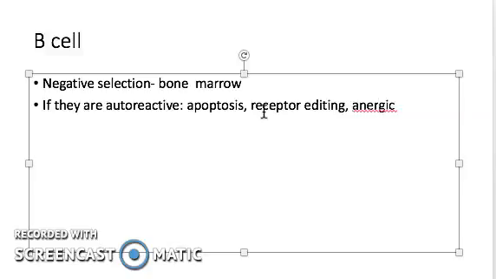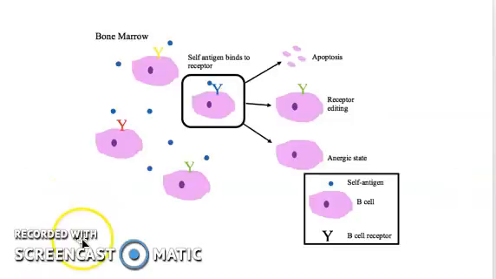Continuing, here is a good picture. In the bone marrow, you have all these different B cells, and they're good. They are not binding self, but this little guy right here binds self. So once again, you have three different options. Kill yourself, you can change the receptor, or you can go into a state where you're just going to not do a single thing.